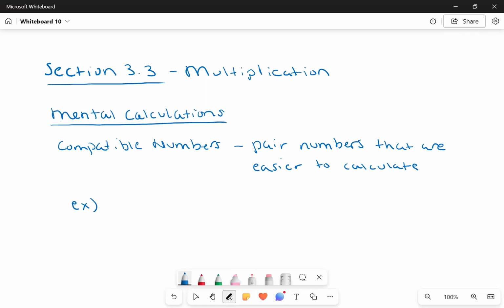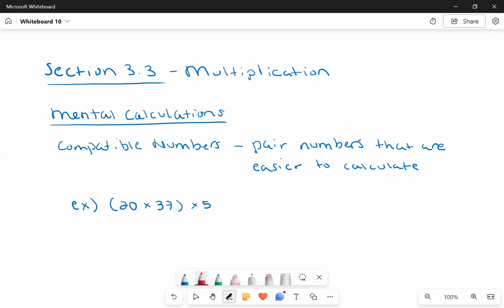Let's say we are given the multiplication 20 times 37 times 5. According to order of operations, we should start with the parentheses and do 20 times 37. But 20 times 37 isn't as easy as if I notice the 5 and 20. Those are easier to multiply together, and I'm motivated to do that.